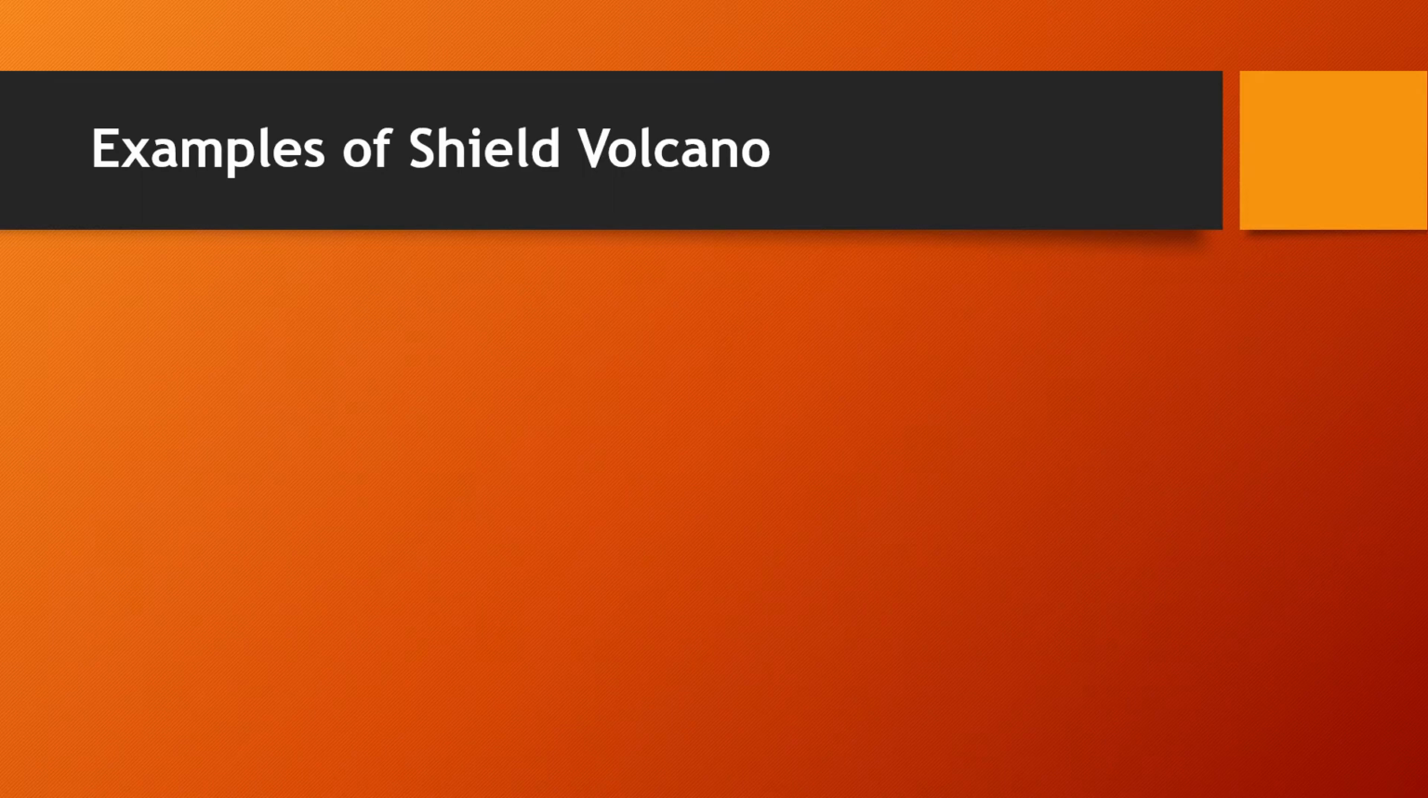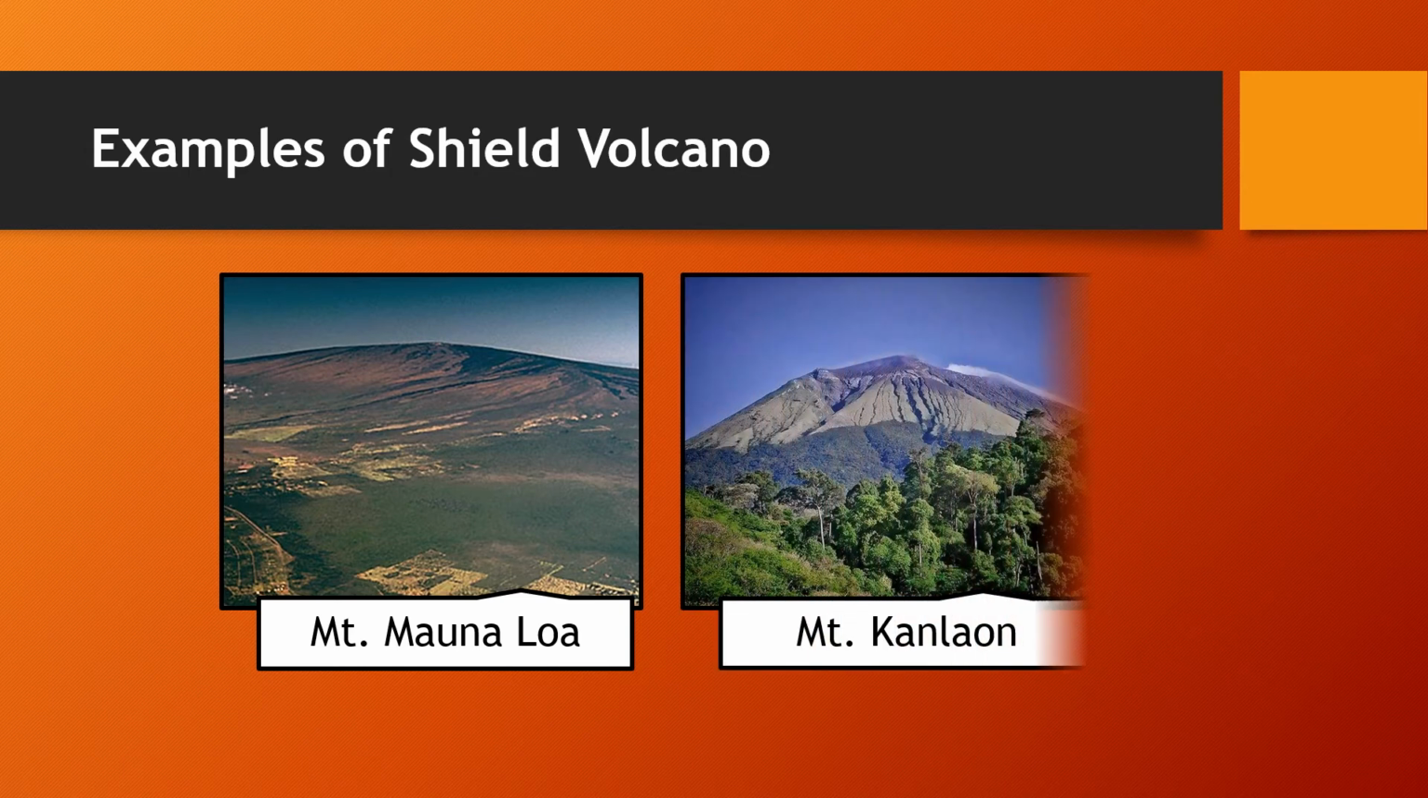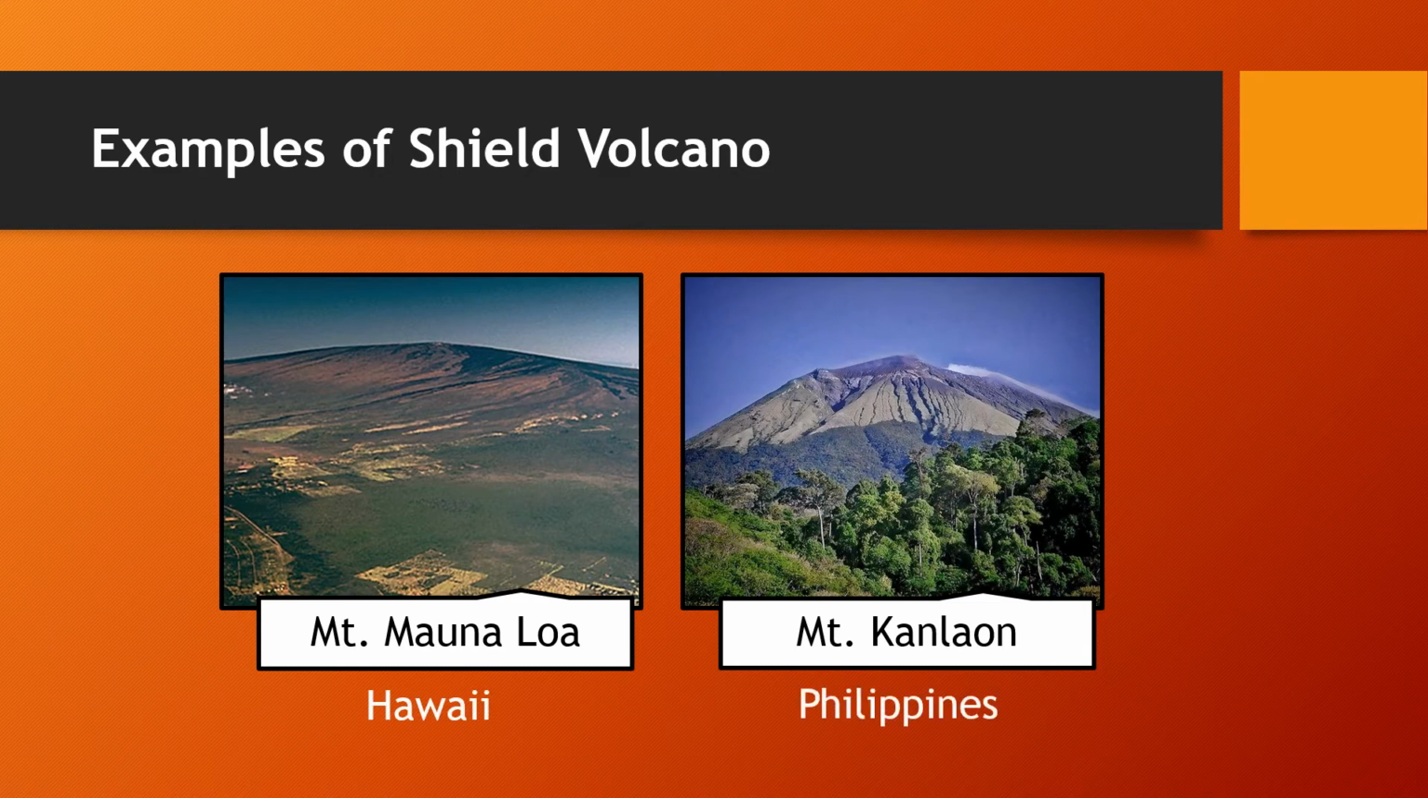Examples of shield volcano are Mount Mauna Loa, and we also have here Mount Canlaon. Mount Mauna Loa is located in Hawaii, while Mount Canlaon is located in the Philippines.